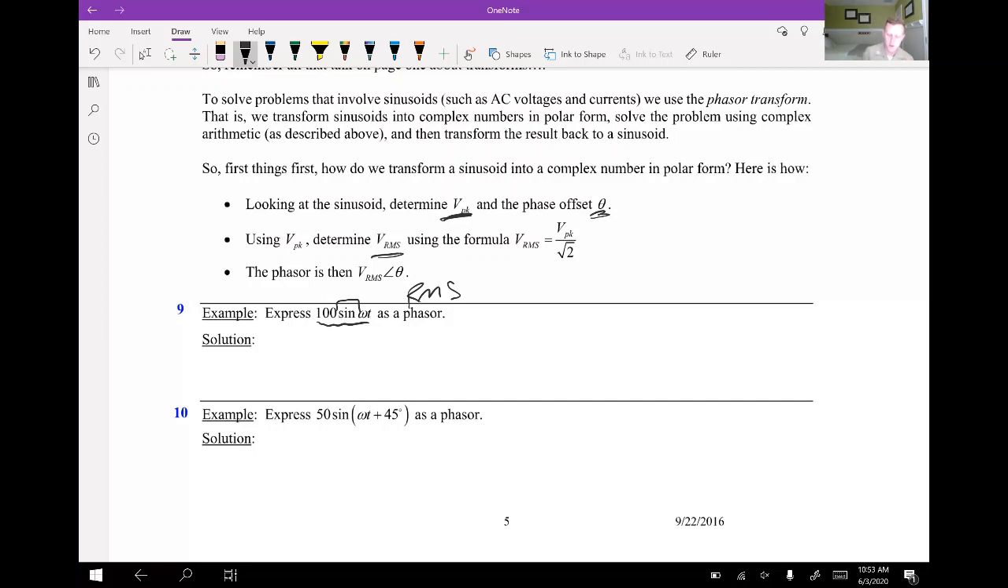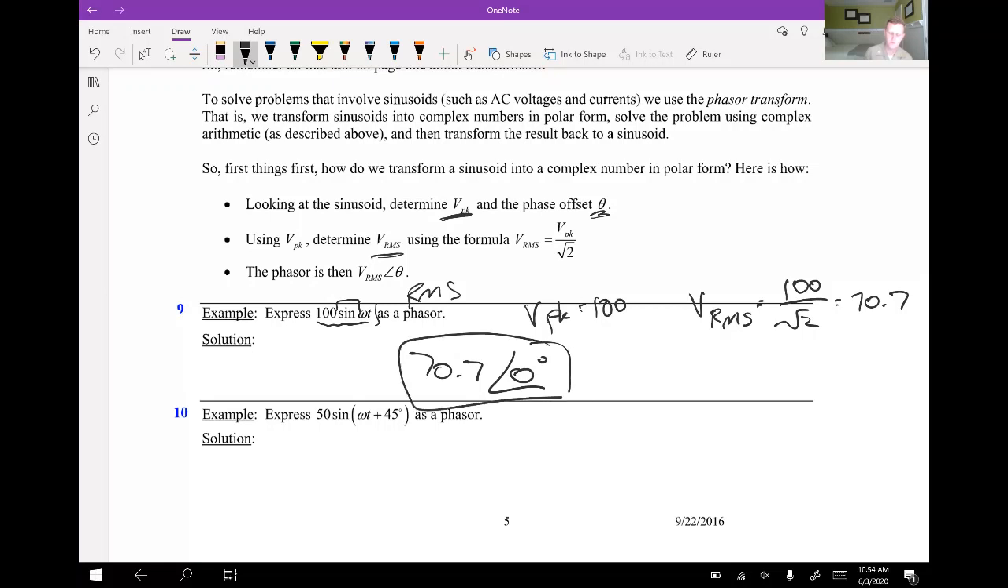All right. So RMS value, we have V peak is equal to 100. So if I wanted the RMS value, the RMS equals 100 divided by root 2, which is also like multiplying by 0.707. A lot of students will just use that. So that's 70.7. It has no angle, right? If it had an angle, it would give us one, but it doesn't. So it's 70.7 angle 0.